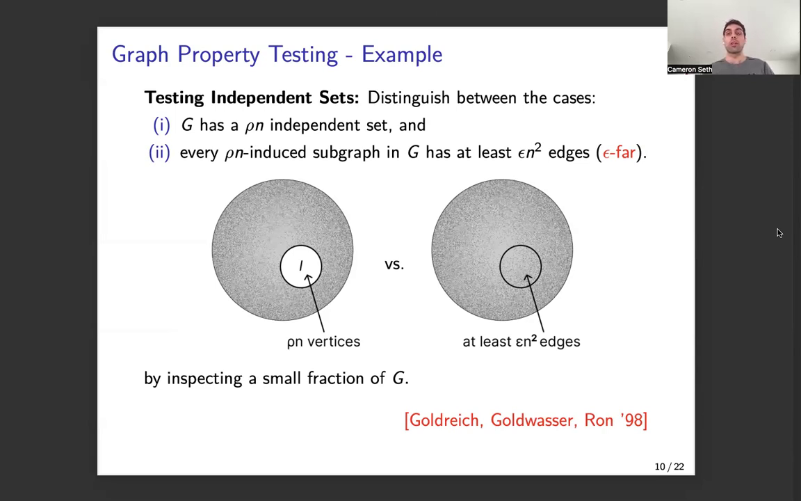And this is usually called epsilon far. So this is epsilon far from having a rho n independent set. And we want to do this by inspecting a small fraction of the input graph G. This was one of the problems first studied by Goldreich, Goldwasser, and Ron when they introduced property testing. And what they showed was that even though the general independent set problem is an NP-complete problem, this property testing version of the problem can actually be solved very quickly.